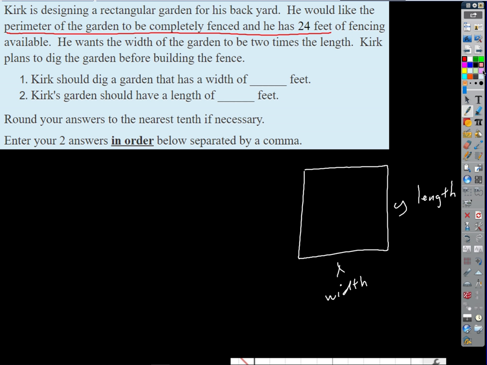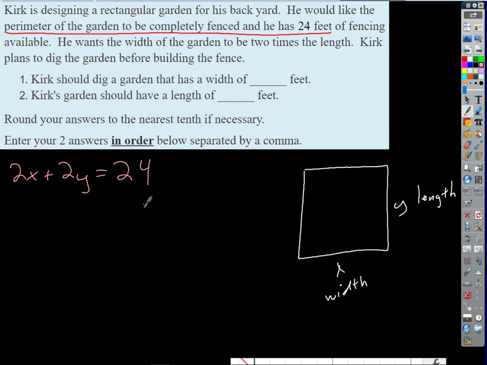So how do I turn that into an equation then? x plus y equals 24? Is that right? Or 2x plus 2y. 2x plus 2y equals 24, right? I need both of the sides that represent the width and both of the sides that represent the length, right? So 2x plus 2y equals 24. Okay, good. That's not enough, though.